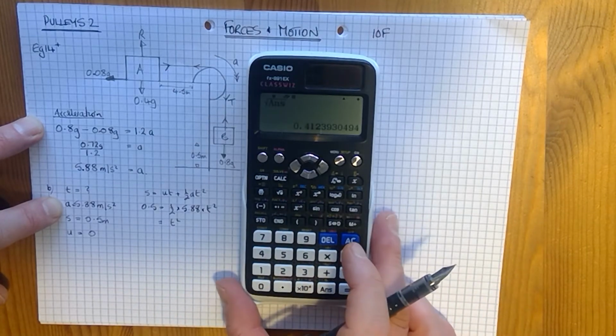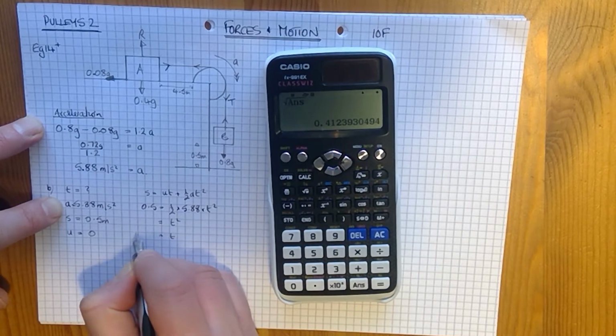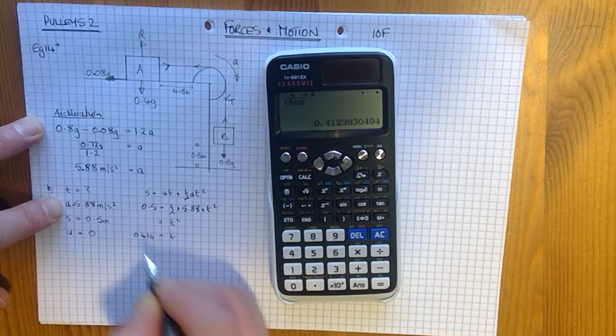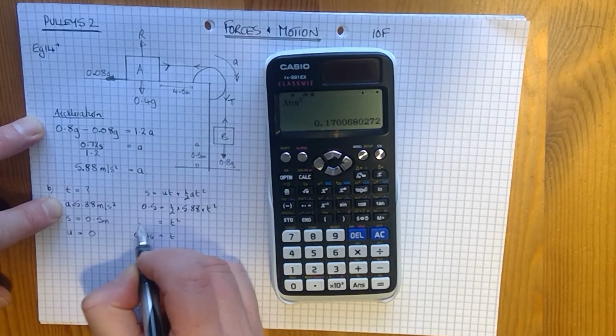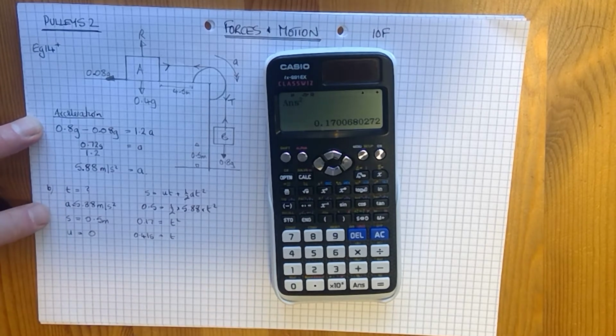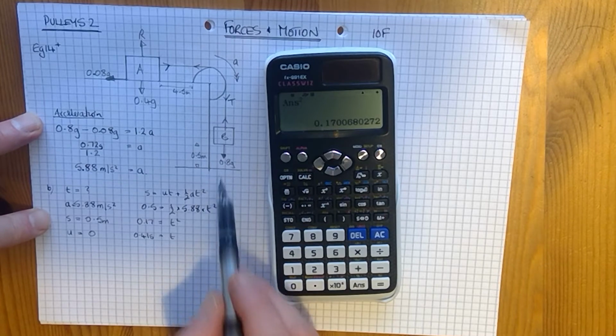Square root of that answer is 0.4. Whoops. T is 0.41 seconds. I should really have written that down. 0.17. So T is 0.41 seconds. That's the time it takes this to reach the ground.